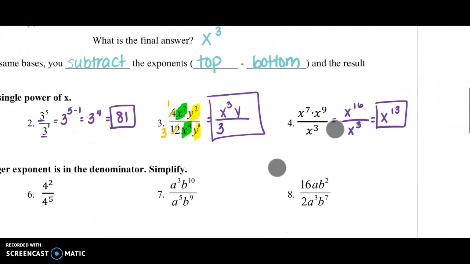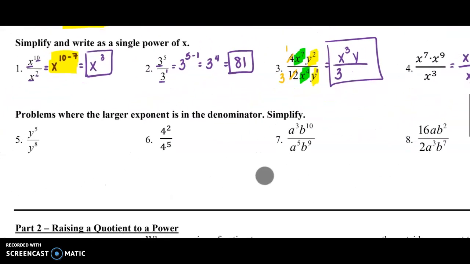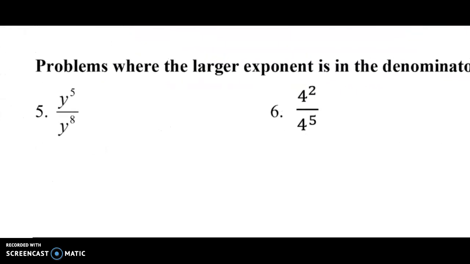Okay? So now we're going to look at a situation where the larger exponent is in the denominator. If you noticed, every time I did this division, the larger exponents were up top in the numerator. Now we're going to see what it looks like when it's in the denominator. So I'm going to show you 2 different ways you can think about it. Some ways work better for others. It's just a matter of what makes the most sense to you.